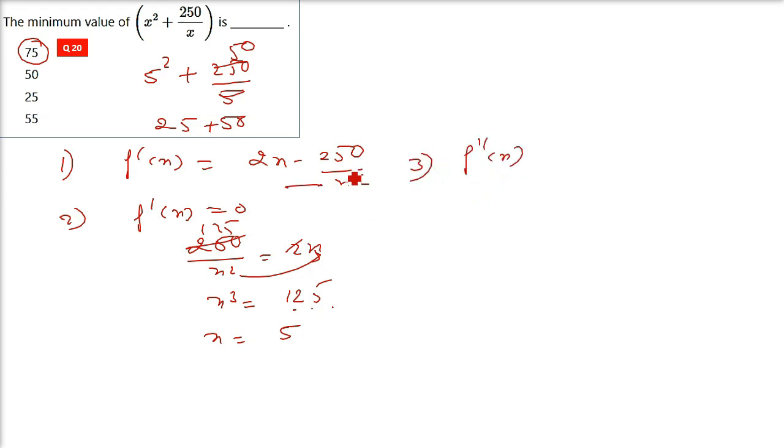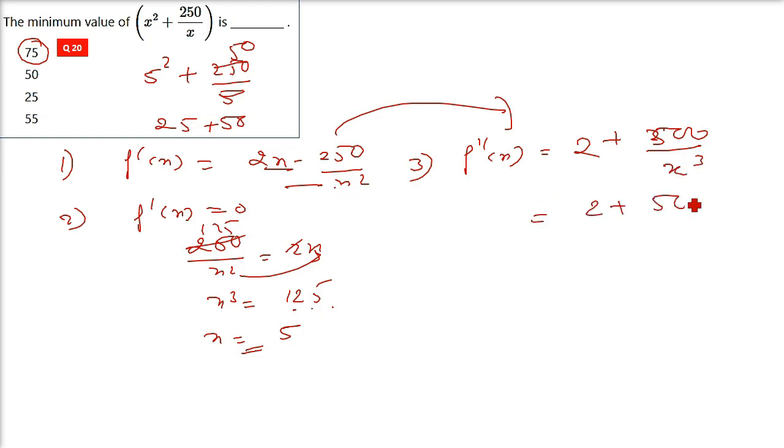weightage, then you have to double differentiate this. So we need to double differentiate this equation, and when we double differentiate, we have to see that you are going to get a positive value. Positive value will indicate that you are dealing with the minimum value of x square plus 250 by x. So when you double differentiate this, this is x cube, and you have to replace now x by 5. So 500 divided by 5 into 5 into 5, which is 125. 500 divided by 125 is going to be 4. So 4 plus 2 is 6.